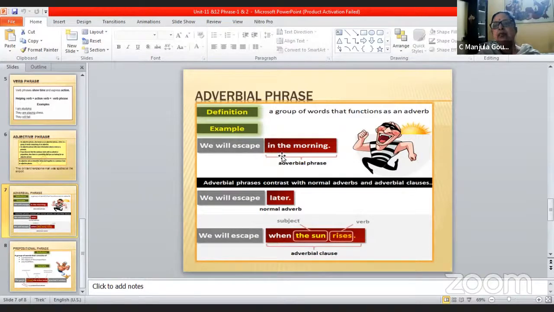So when we say we will escape in the morning, that becomes the adverbial phrase. We will escape later. This is a normal adverb over here. We will escape when the sun rises or when the sun sets. This becomes the adverbial clause here, because even when you remove this group of words from the sentence and take it separately, it functions as a single sentence. You have a subject here and a verb also here. So this is what an adverbial phrase is all about.